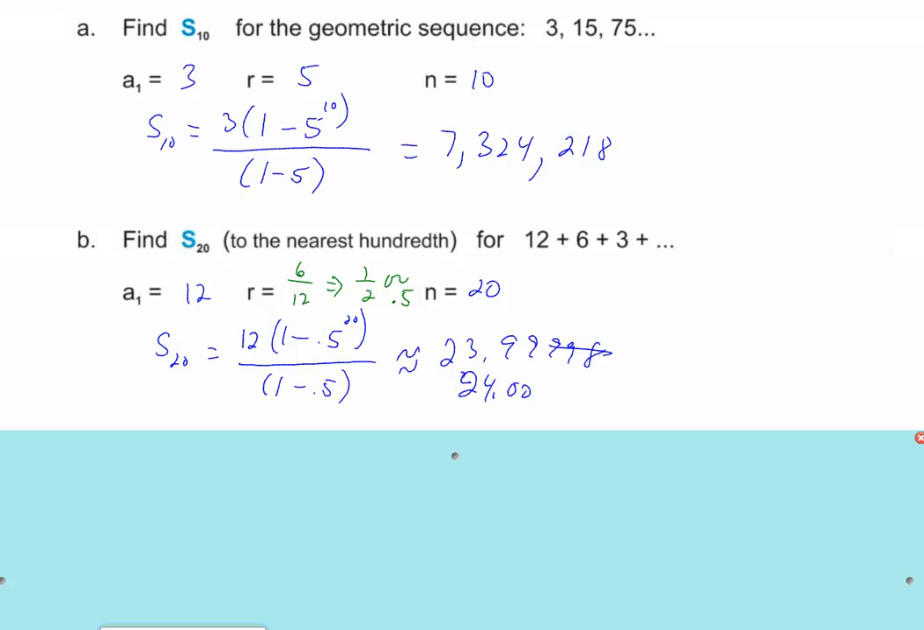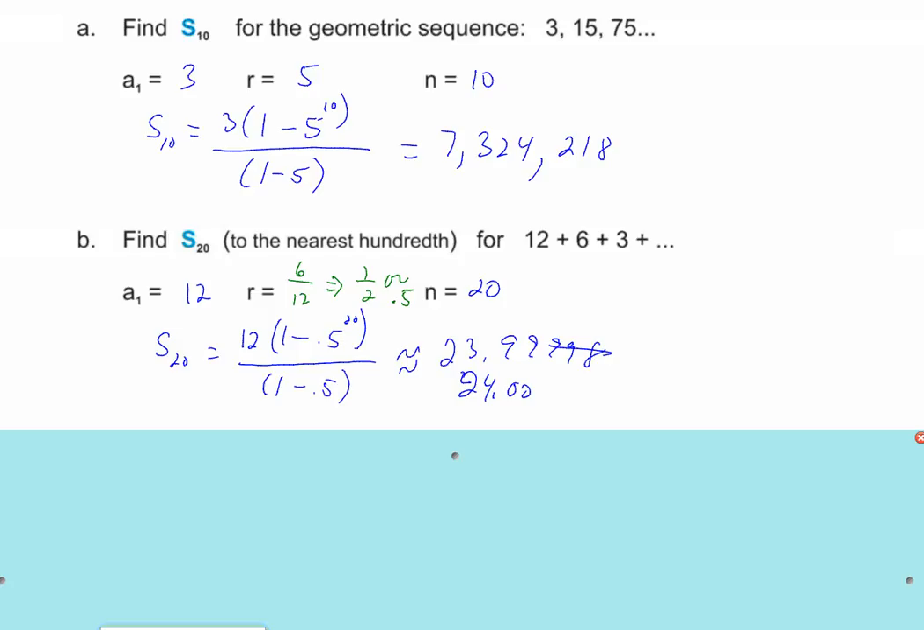Always read your directions. So we're converging. And again, we're at 12 and 6, 18, and 3 more, 21, and 1.5, that's 22.5. And as you add up all the little dribbles through to the 20th term, you're going to end up rounding off to 24. Okay. Questions on that one?